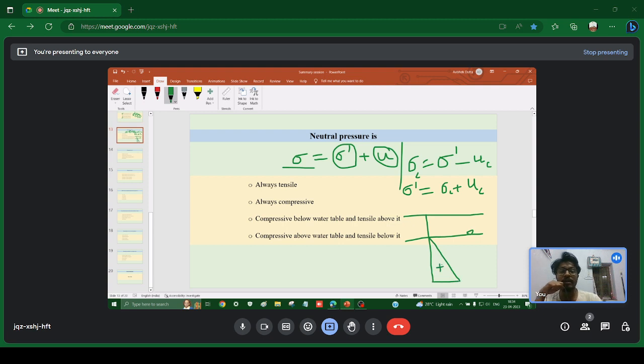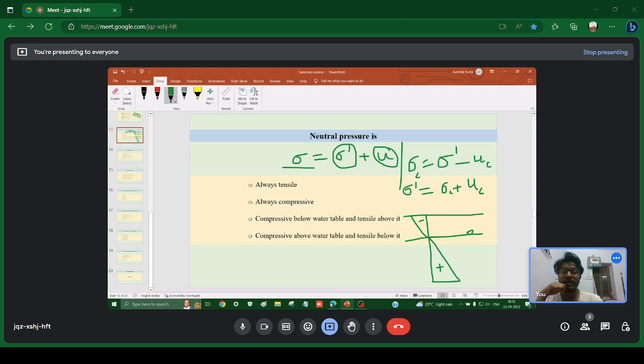Above the water table, due to capillary suction, the soil will be in a tensile state, so that will be negative. So if there is capillary action above the water table, in the capillary fringes, in this soil zone, then the soil will be in tension and the pressure will be going like this.